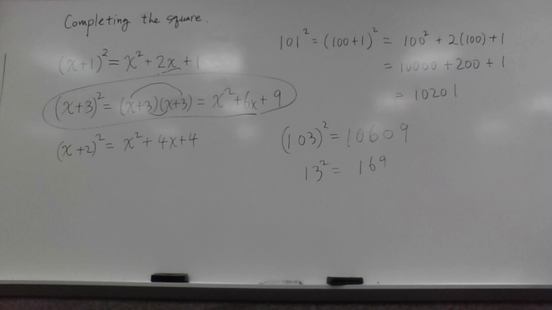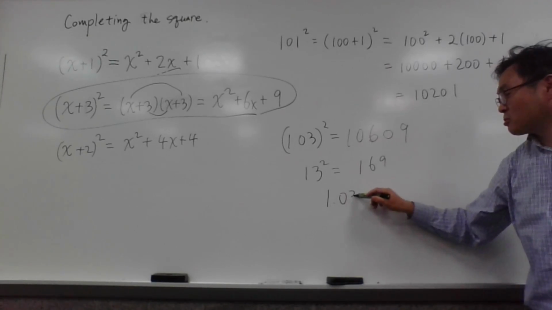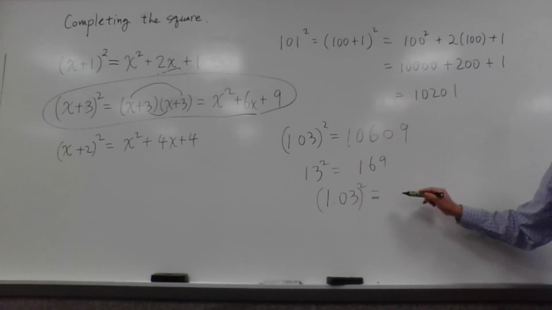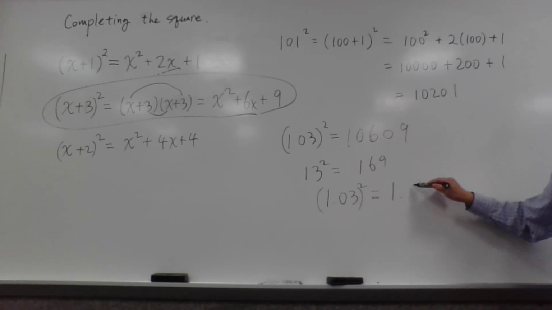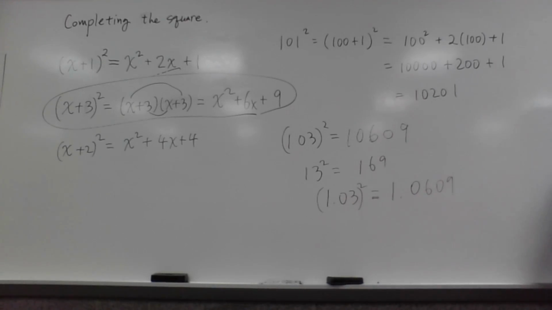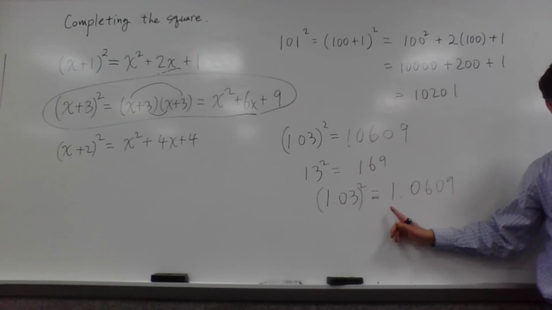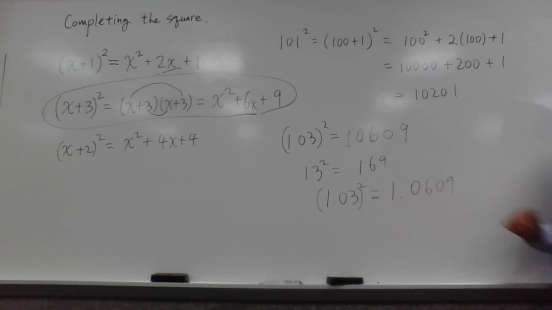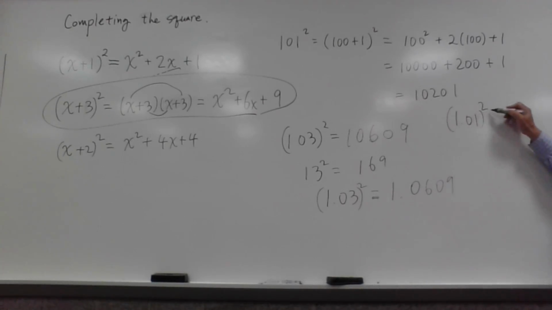Okay? How about 1.03 squared? Same story as this one, except that you have some decimals. What is it? 1.0609. See, you're multiplying two numbers that are very close to 1, so the outcome should also be something close to 1. Right? Because 1 times 1 is 1. But it should be slightly bigger than 1, which is 1.0609. What about 1.01 squared? 1.0201. Yeah. It's fun, right?